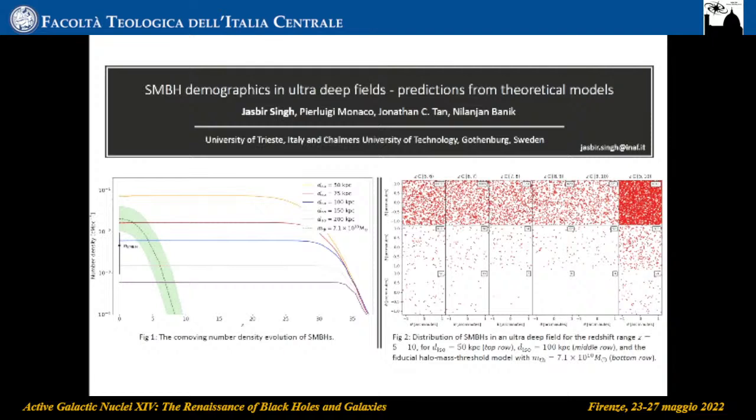Hi, everyone. I'm Jeff Pacing. I'm a second year PhD student at the University of Trieste, currently at Chalmers University of Gothenburg. So as you might have heard a million times already about the problem of supermassive black holes, how they form, here I present yet another model of how we can create these massive black holes.